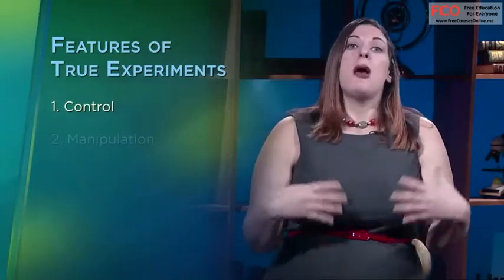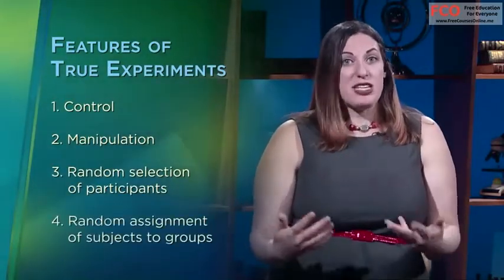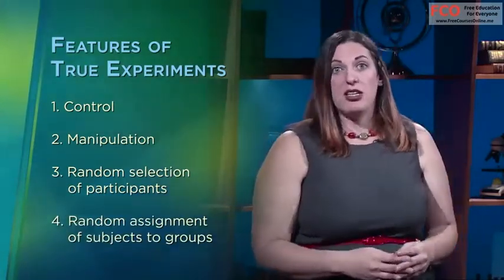We're going to discuss 4 features of a true experiment. The first 2 apply to pretty much all experiments. The second 2 are key when you're experimenting on people. These 4 features are control, manipulation, random selection of participants, and random assignment of subjects to groups. Let's look at each of these in more detail.